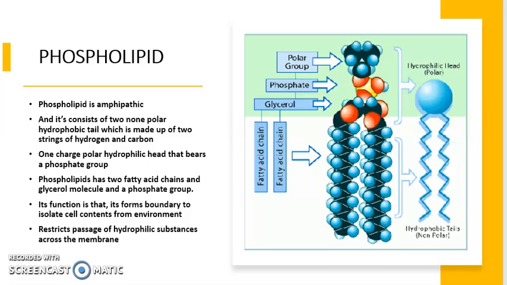Phospholipid has two fatty acid chains, a glycerol molecule, and a phosphate group. Its function is that it forms a boundary to isolate cell content from the environment. It restricts passage of hydrophilic substances across the membrane.